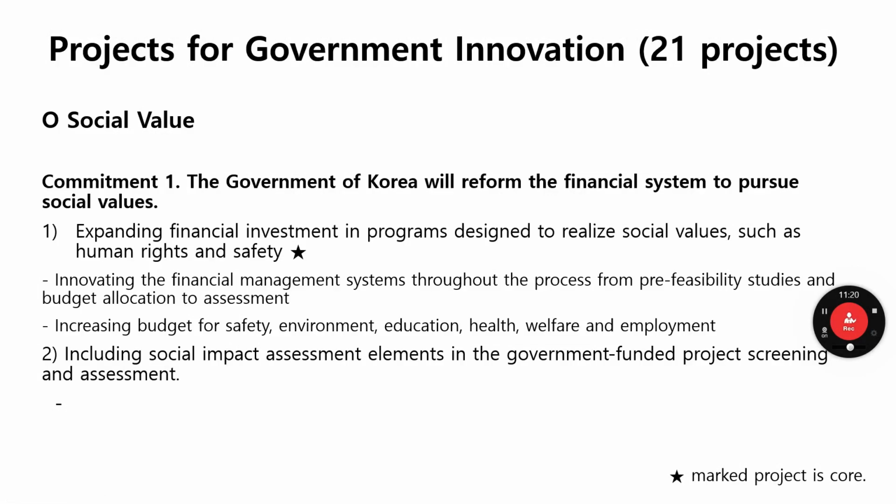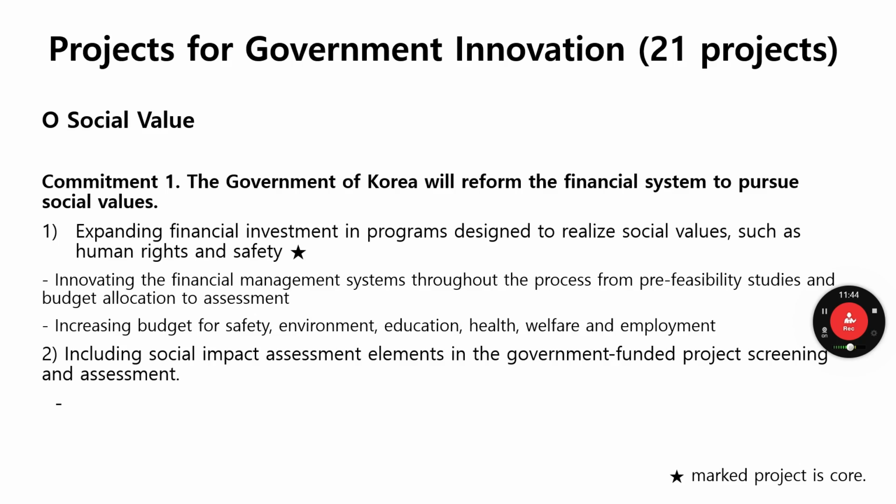Okay, this is the 21 projects for government innovation. The star mark marks a core government innovation project. We have 10 core government innovation strategies in here. Okay, first, focus on social value.